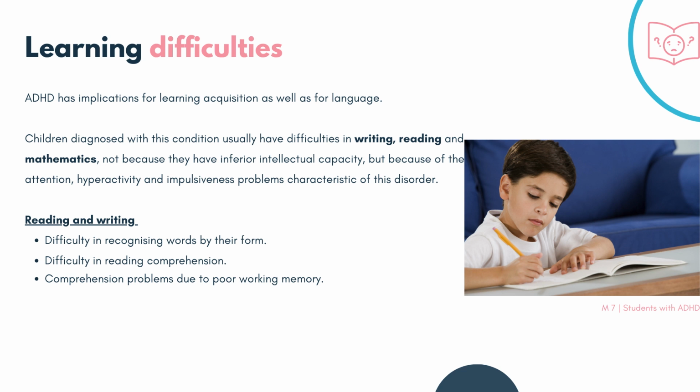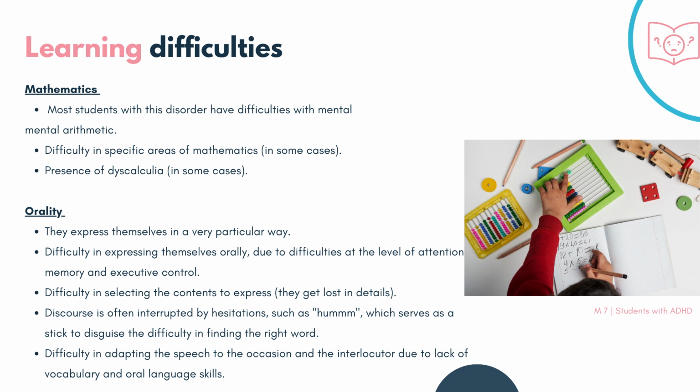Children diagnosed with this condition usually have difficulties in writing, reading, and mathematics, not because they have inferior intellectual capacity, but because of the attention, hyperactivity, and impulsiveness problems characteristic of this disorder. Reading and writing. Difficulty in recognizing words by their shape. Difficulty in reading comprehension. Comprehension problems due to poor working memory. In mathematics, the majority of students with this disorder have difficulties at the level of mental calculation. Difficulty in specific areas of mathematics in some cases. Presence of dyscalculia in some cases.